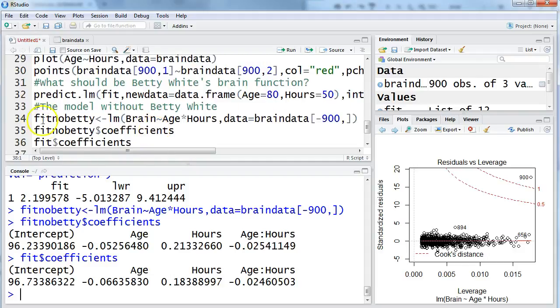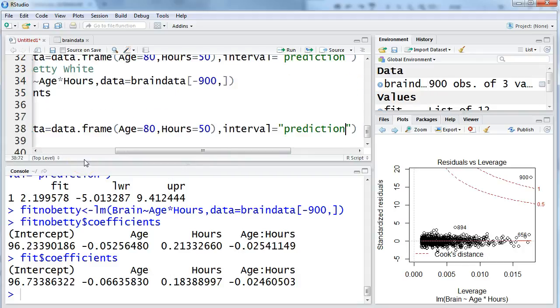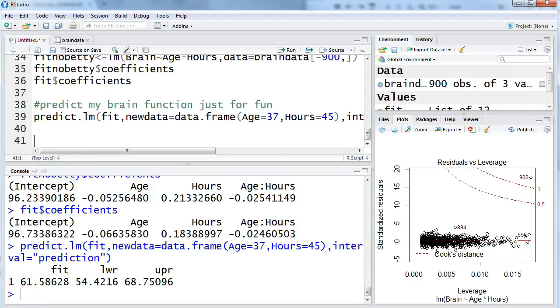Although, now that I have done the prediction for Betty, I really am curious, what would my brain function be? Well, let's see, I'm 37, and I work 45 hours a week. Oh, well, I should have 61% brain function. Not sure how I feel about that. I guess I'm just going to remind myself that it's made up data and we're not going to take this personally.